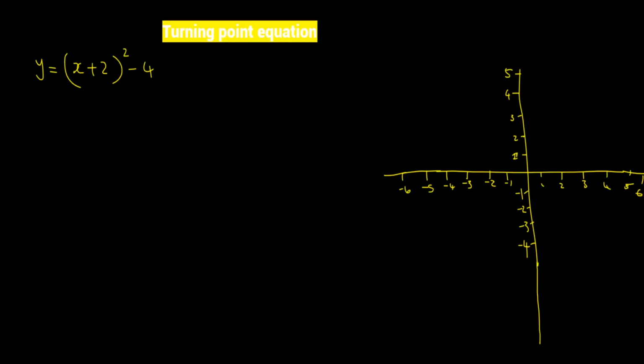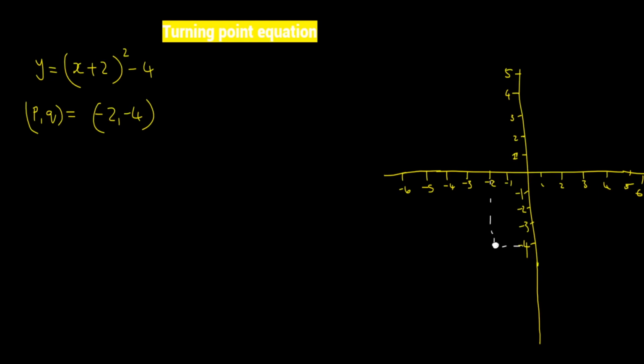So we can have a full explanation of how we can use the turning point equation and how we can draw a graph from it. We have 2 points that we know already, which is the turning point P and Q, and we said it's equal to -2 and -4. So we can go to our graph and draw this point already. We have -2 and -4, so we have that point here.